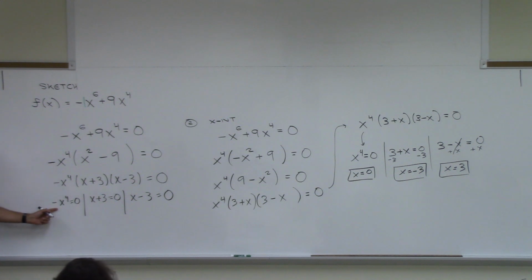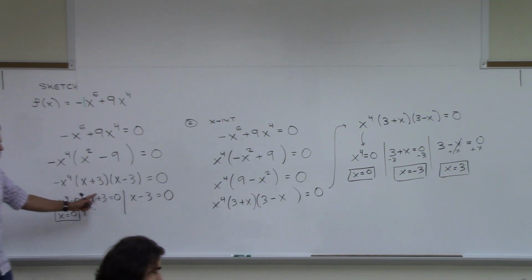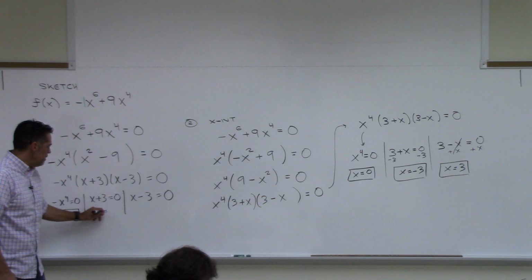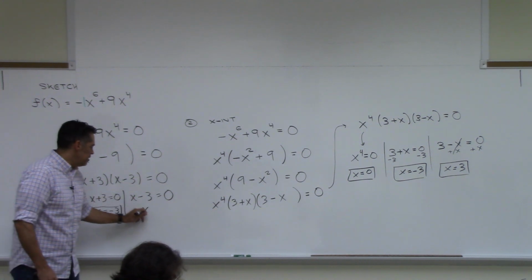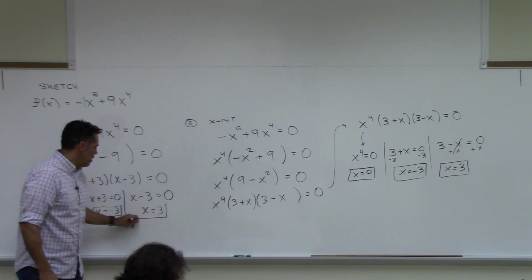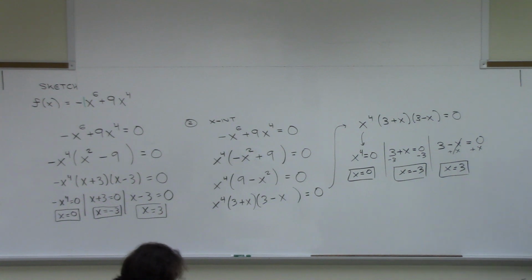Now, this is the same story. The only number that you can raise to the fourth and then take negative of it and get 0 is 0 itself. So 0 is the only thing that makes this true. And then here, subtract 3 on both sides, you get negative 3. And then here, add 3 on both sides, and you get x is 3. Are those the same 3 solutions? They are, right? So do y'all see it doesn't matter how you did that GCF, it's going to work both ways? Any questions there?